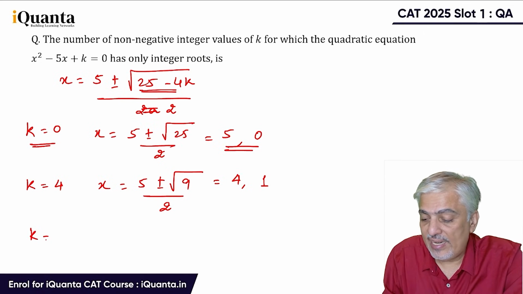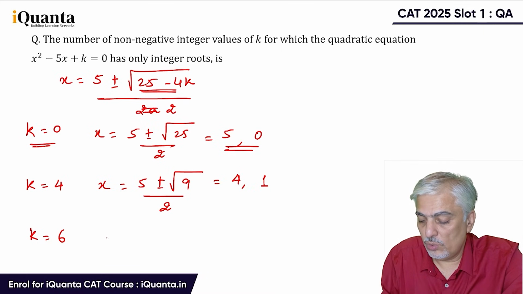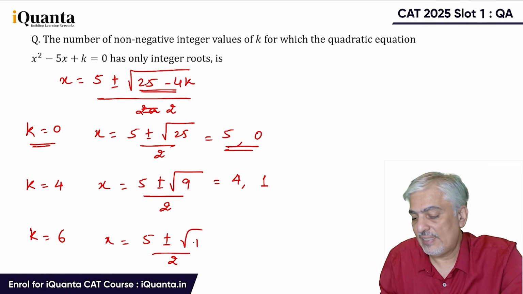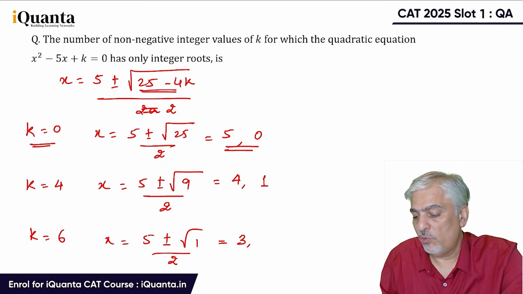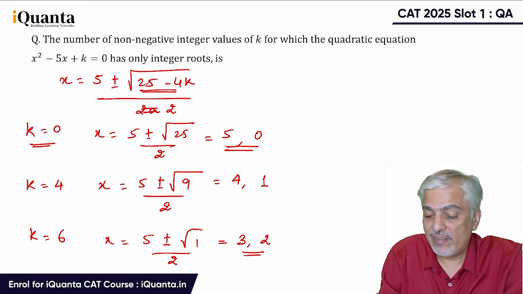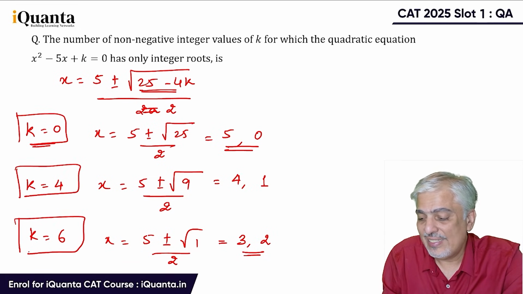And last, k can be 6, because the square root can be 1. So x is equal to 5 plus or minus root of 1, upon 2. 5 plus 1, 6. 6 upon 2 is 3. And 5 minus 1, 4. 4 upon 2 is 2. So we've got 3 comma 2 as the last. So anyway, we wanted values of k. How many values of k? So we again got the same 3 values. k is 0, k is 4, and k is 6.